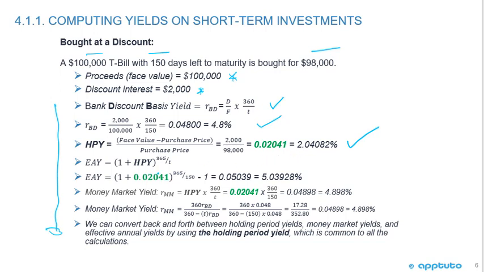Fantastic. How do I do the effective annual yield? Well, it's 1 plus the holding period yield, to the power of 365 over t. Here we've calculated the holding period yield. So it's 1 plus the holding period yield, to the power of 365 over t, minus 1, and that's going to give us 5.03928%.